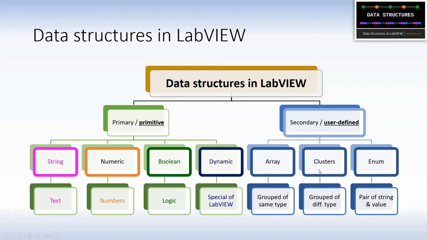Another one is cluster. The cluster is also a grouping of data, but it can handle different types of data together. Means this clustered kind of data you can use to store string or numeric, Boolean, or all together. So that's why it is different from this. Both are groups of data, but array uses the same type of data while the cluster uses different types of data. Are you getting my point?